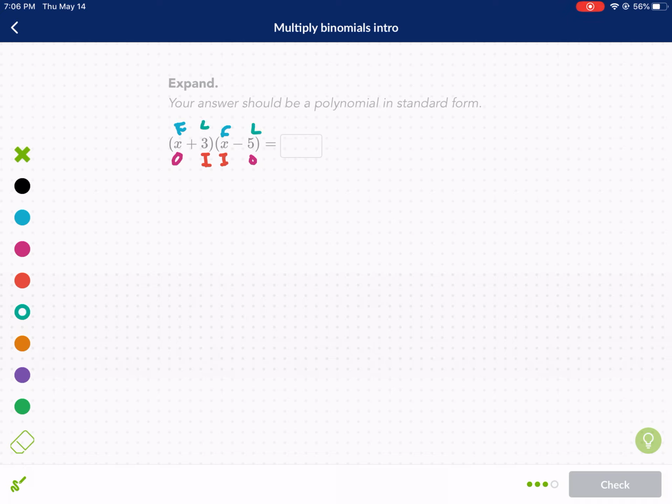Okay, now let's go in a totally different order. Let's start with outside. So I'm going to do x times negative 5. I get negative 5x. Let's go inside next. So inside is positive 3 times x, positive 3x. Now let's go, I don't know, let's go first. So first we have x times x gives me positive x squared. And then let's go last after that. So we have 3 times negative 15.